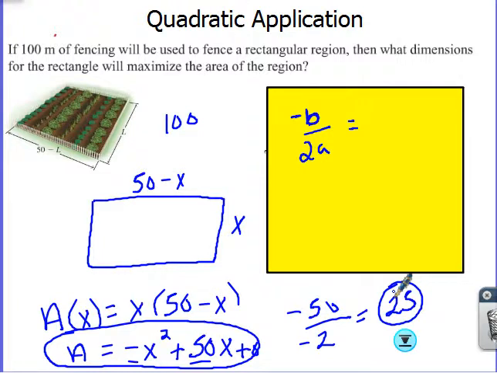What does that X value mean? That is the x value that will maximize, because that's the highest point on your parabola. That's the x value that's going to give you the maximum area. And again, this was an XA problem, not an XY like normal. And if you plug this 25 in, it'll actually tell you what that maximum area is going to be.